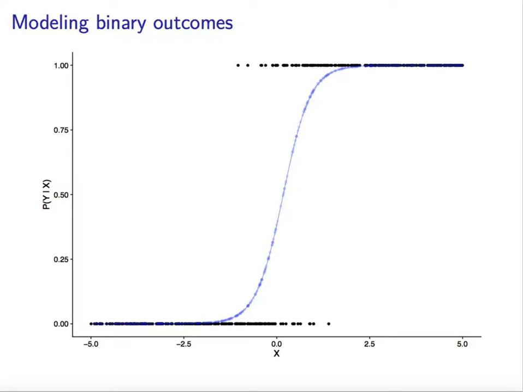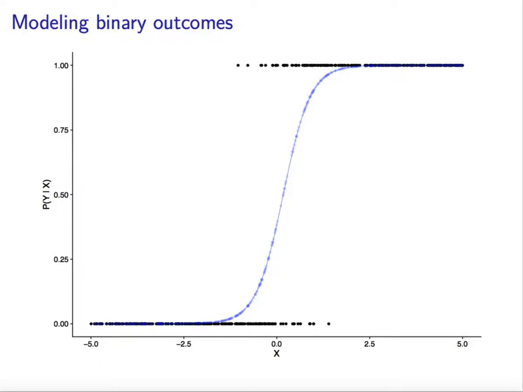From the fitted values in this model, we can calculate the probability of y given x. The predicted probabilities calculated from those fitted values are represented by these blue points along the prediction line here.